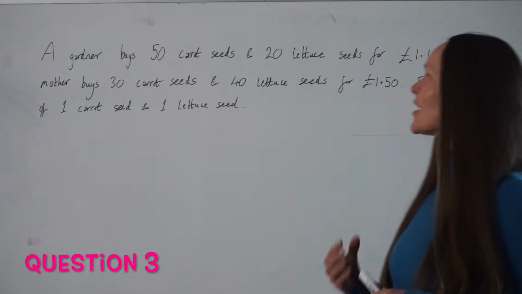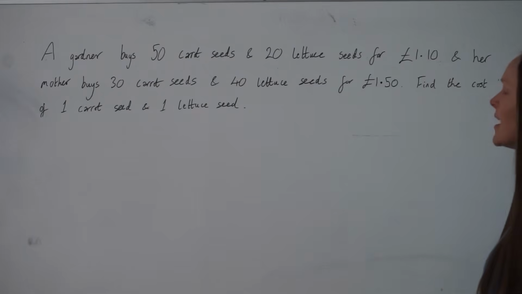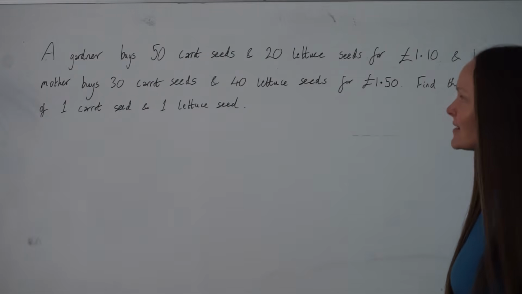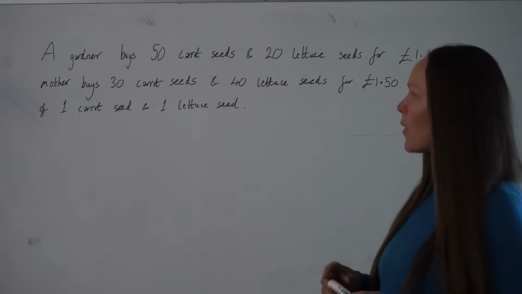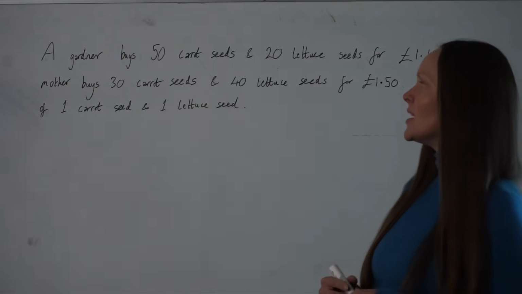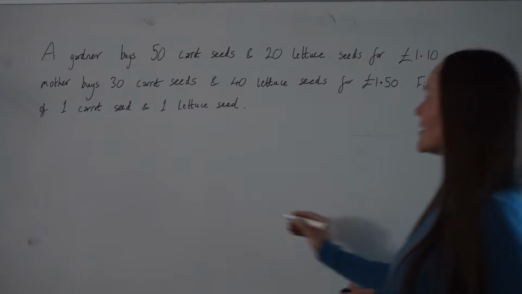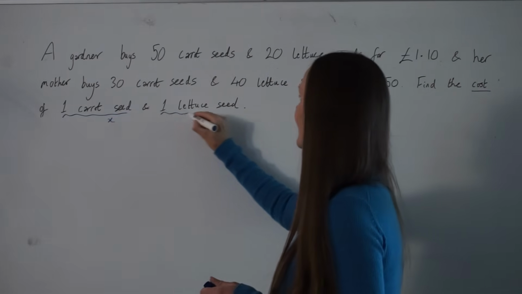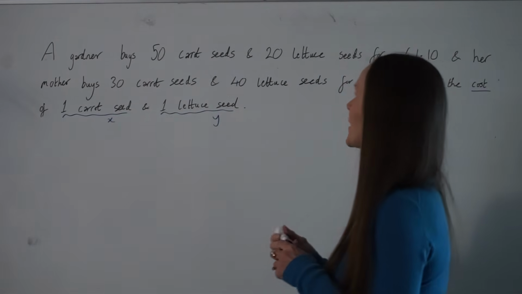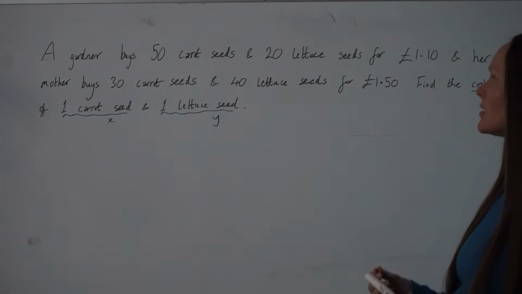In this question, a gardener buys 50 carrot seeds and 20 lettuce seeds for £1.10, and her mother buys 30 carrot seeds and 40 lettuce seeds for £1.50. Find the cost of 1 carrot seed and 1 lettuce seed. So let's start by saying that the cost of 1 carrot seed equals x, and the cost of 1 lettuce seed equals y.